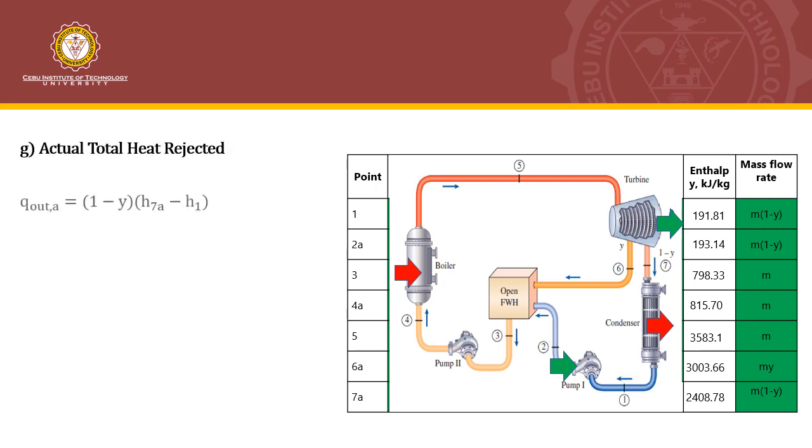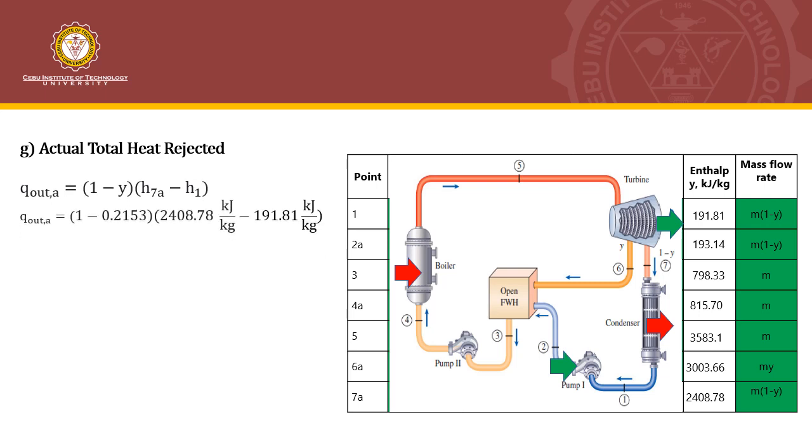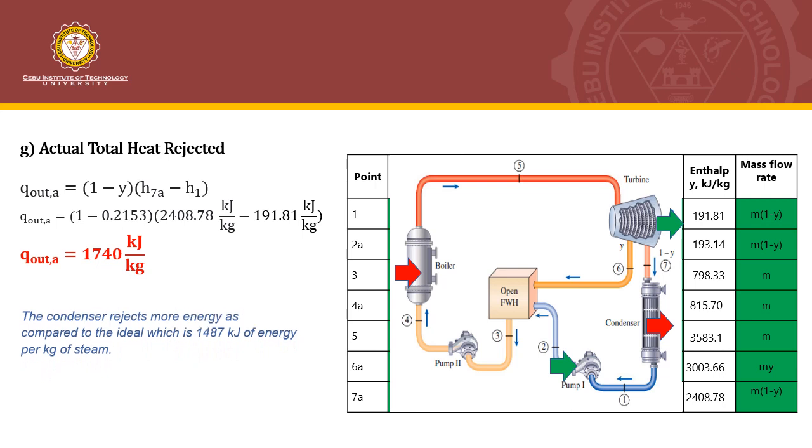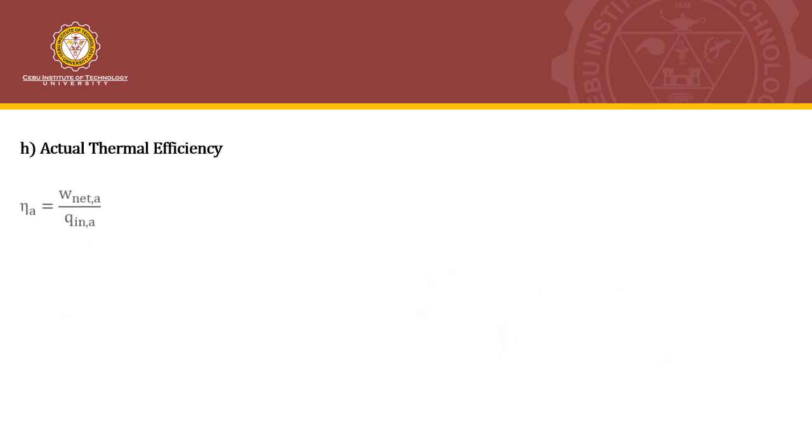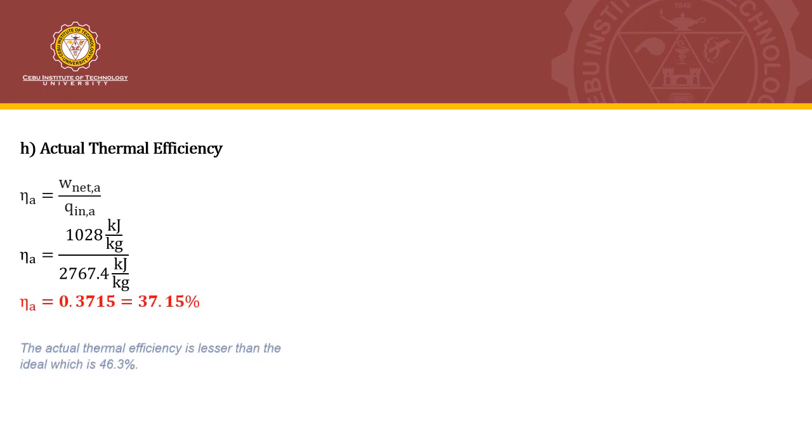For the actual total heat rejected, we'll just substitute H7A instead of H7. So the condenser rejects more energy as compared to the ideal, which is 1,487 kilojoules of energy per kilogram of steam. So as you can see, the result of the irreversibility is to produce more waste heat in the condenser. For the actual thermal efficiency, you can also find that the actual thermal efficiency is lesser than that of the ideal, which is 46.3%. This time it is 37.15%, which is a lot lower.